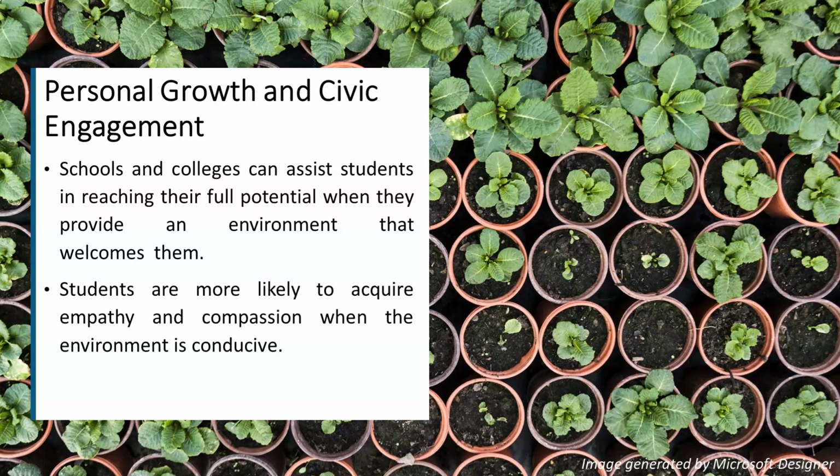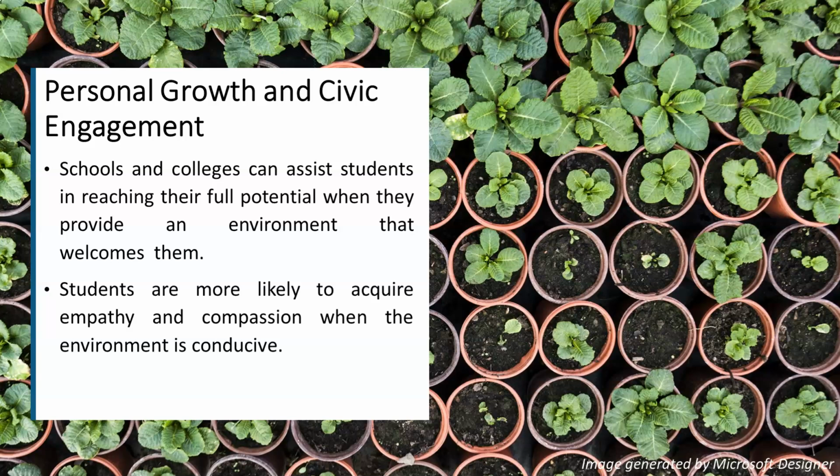Thirdly, let us consider personal growth, development, and fostering civic engagement. Schools and colleges can assist students in reaching their full potential when they provide an environment that welcomes students from a variety of backgrounds to learn and grow together. Students are more likely to acquire empathy and compassion, as well as a more expansive worldview, when they are given the opportunity to be exposed to a variety of experiences and points of view. A school environment that prioritizes diversity, inclusion, and equality leads to increased student participation in civic life and activities.